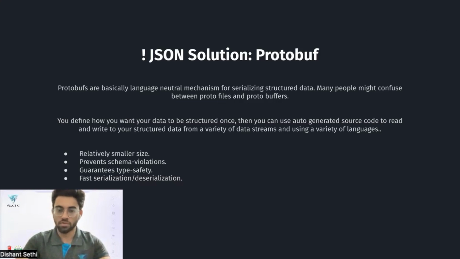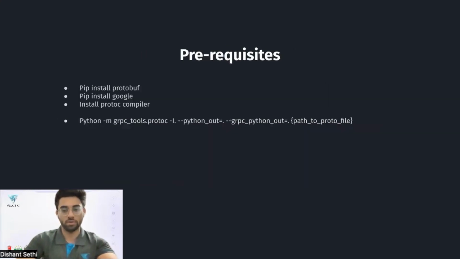Many people might confuse protobuf and protocol buffer files. In the demo, I'll also explain it. A few of the advantages of protobuf is it's very small in size as compared to JSON, since we convert it into a binary string. It prevents schema violation. It guarantees type safety, and since it's very fast, it guarantees fast serialization and deserialization as well.